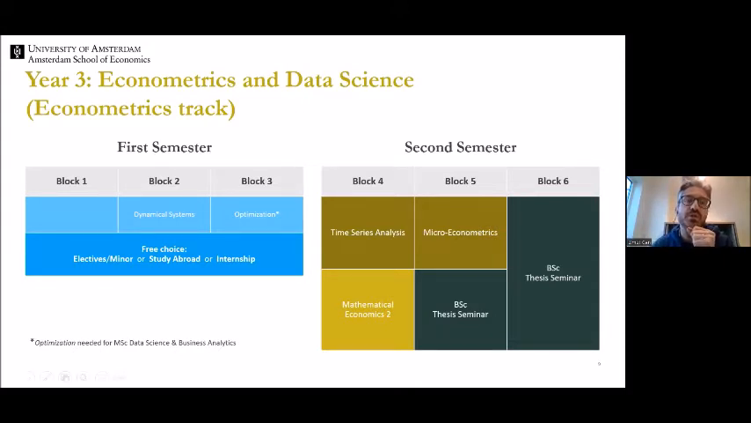If you do an internship, you still need to take electives on top of that to collect 30 credits within this first semester. So this first semester is quite flexible.